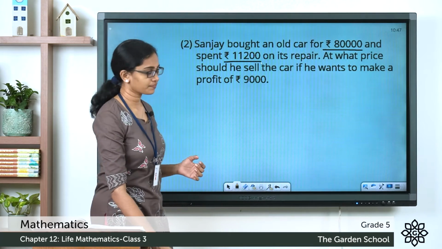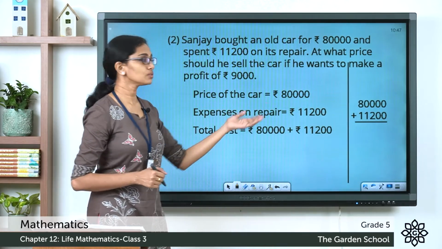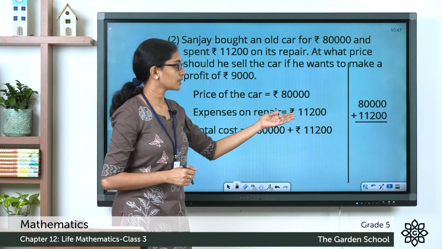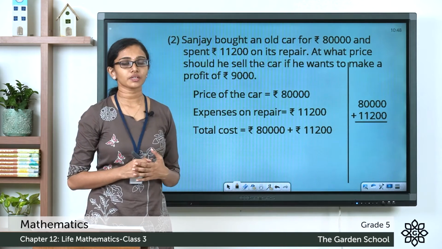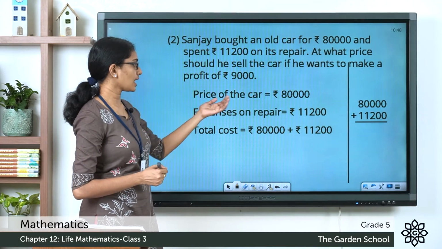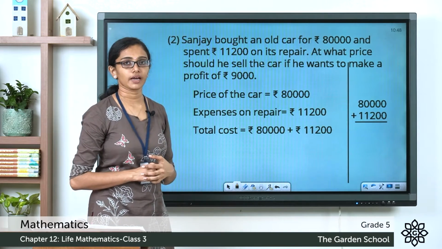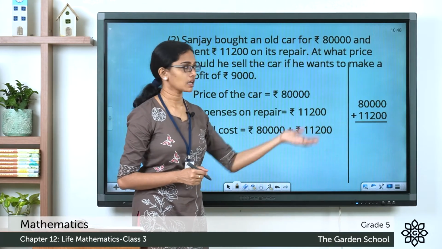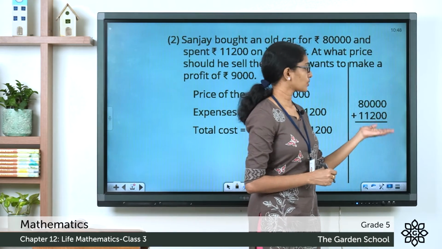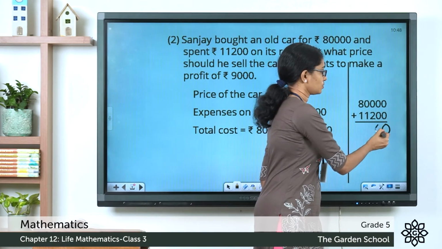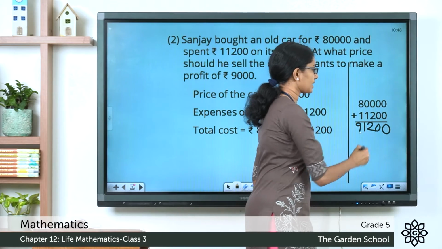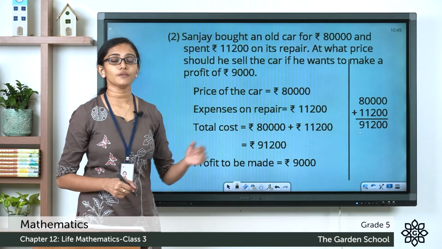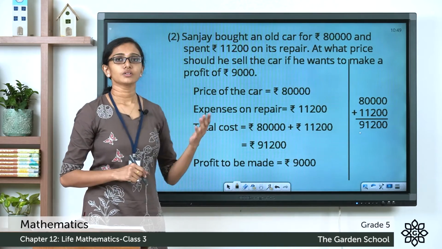So let's see the steps. The price of the car is equal to 80,000 rupees. Now the expenses on its repair was rupees 11,200. So the total cost will be equal to the price of the car plus the expenses on its repair. So that is equal to rupees 80,000 plus 11,200. Let's do the sum in the working column. So here we have 0, 0, 2, 1 and 9. So what is the total cost? Sanjay spent a total amount of rupees 91,200 to get the car running.